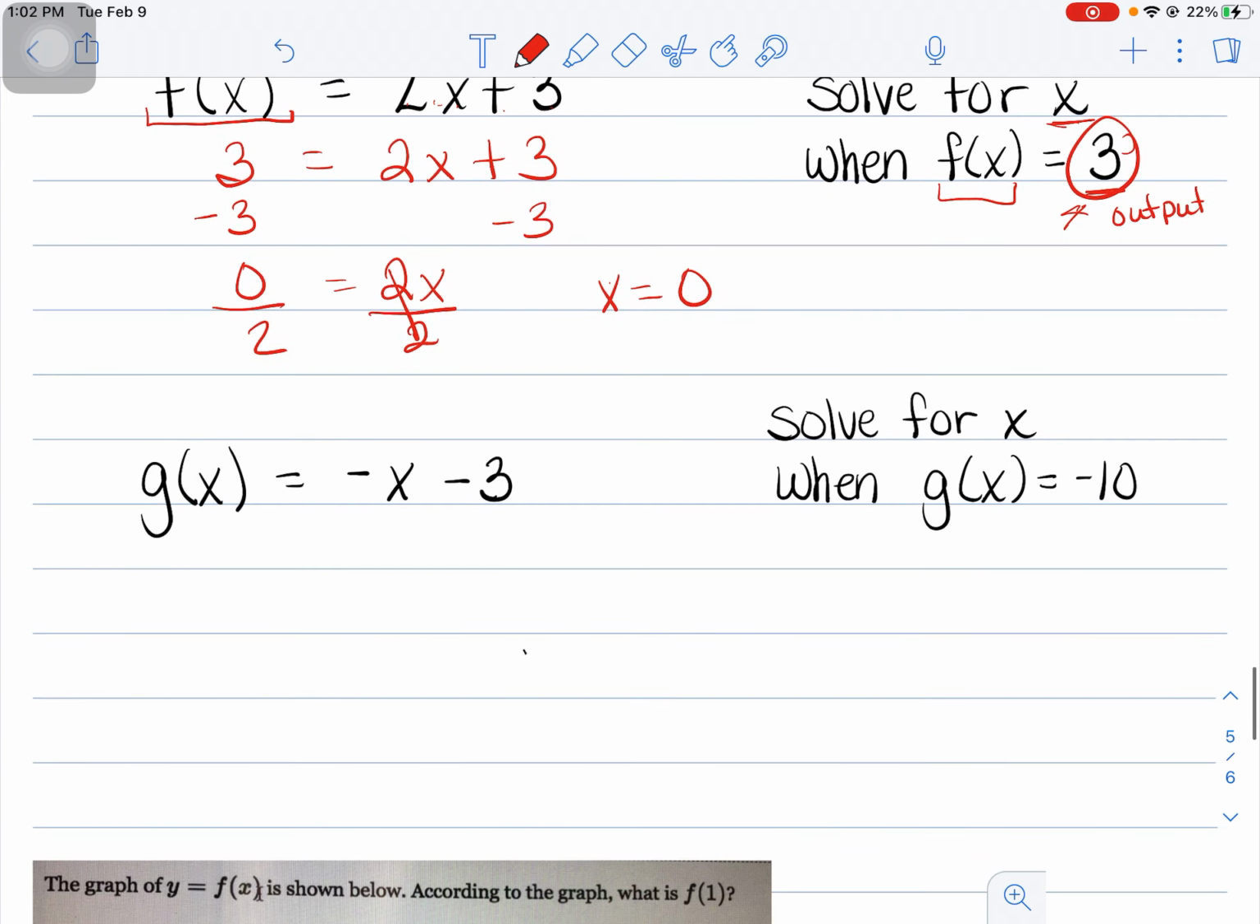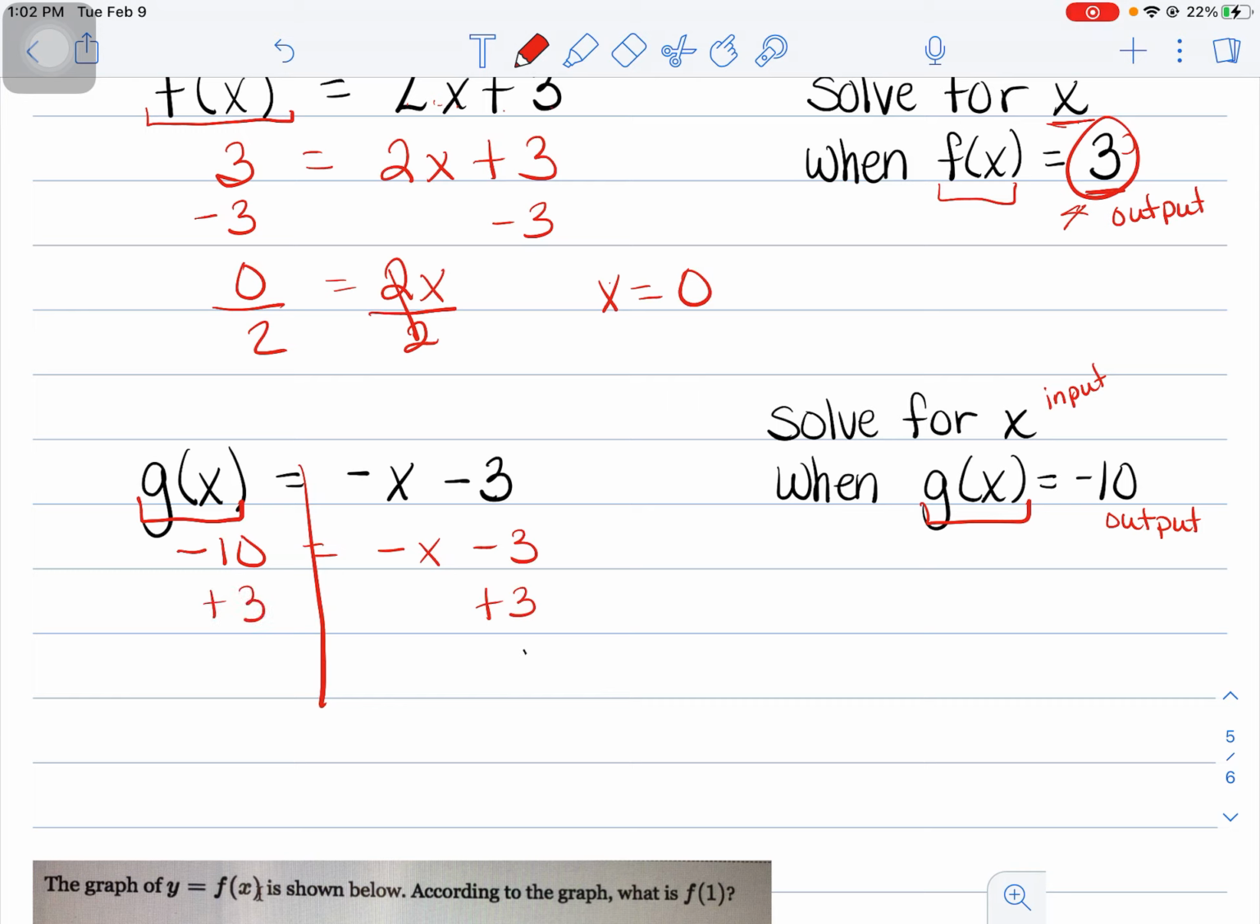So here's our rule. g of x equals negative x minus 3. We're going to solve for x, so we're solving for the input when we know that the output, g of x, is -10. So this is our output. So we're going to replace g of x here with negative 10. So negative 10 equals negative x minus 3. And we're going to solve.